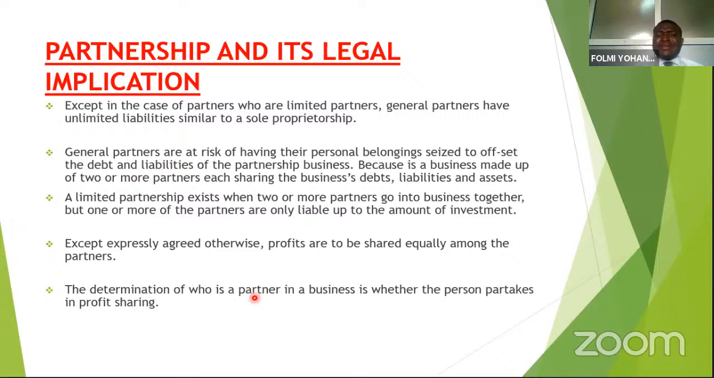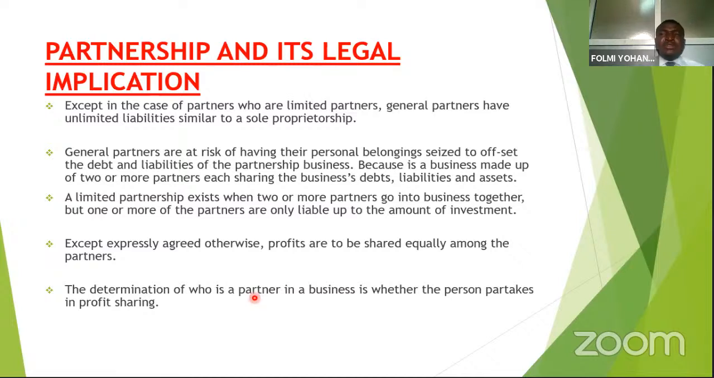So general partners are at risk of having their personal belongings seized to offset the debt and liabilities of the partnership business, because it's a business made up of two or more partners, each sharing the business debts, liabilities, and assets. But in the case of a limited partnership, which exists when two or more partners go into business together, but one of the partners is only liable up to the amount of investment, because in that case, that partner is just a limited partner. So his liability is limited to his investment in the business.